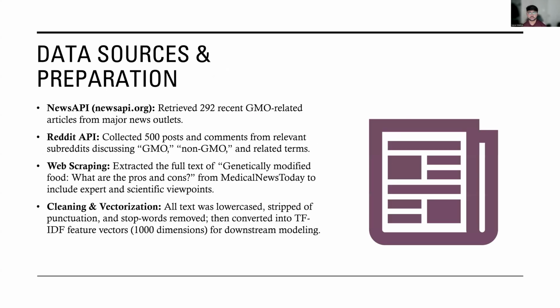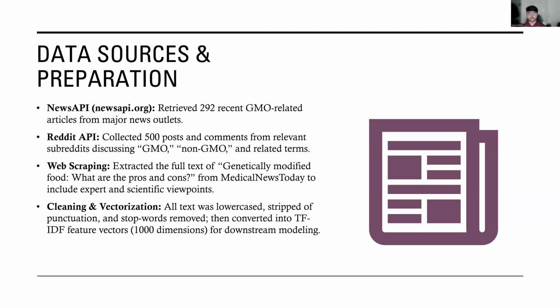Now, the data which I used for this project is collected from various sources. One source is newsapi.org, where I retrieved around 292 articles related to GMO terms, that is GMO and anti-GMO terms from different news outlets. Another source was the Reddit API, where I collected 500 Reddit posts or comments from different subreddit threads which were discussing GMO or anti-GMO related terms. And the final one was through web scraping, where I scraped one article from Medical News Today. The article name was Genetically Modified Food: What are the pros and cons of it?